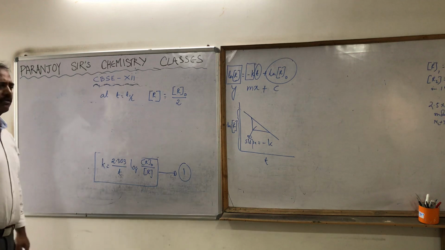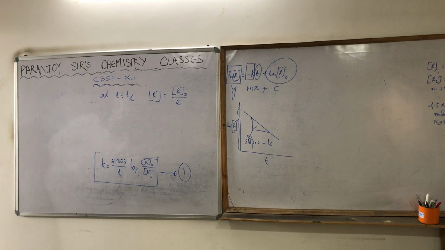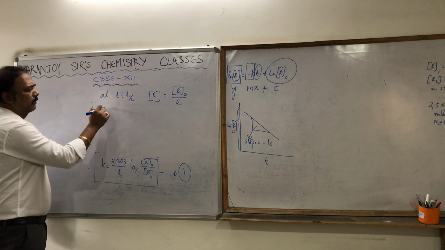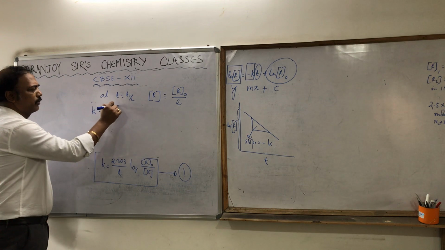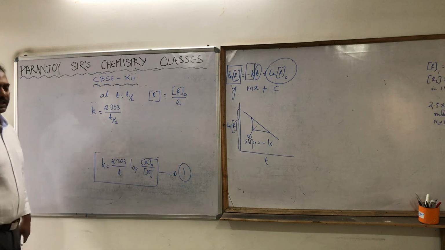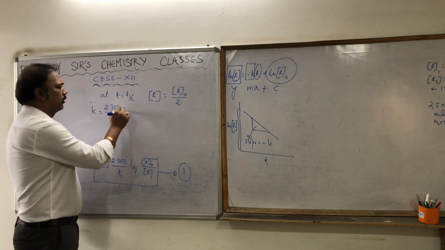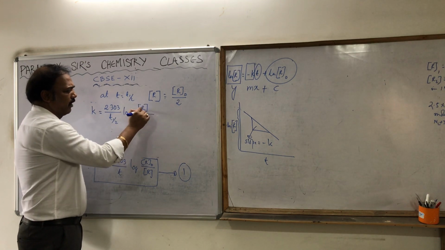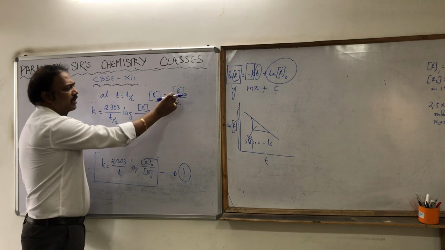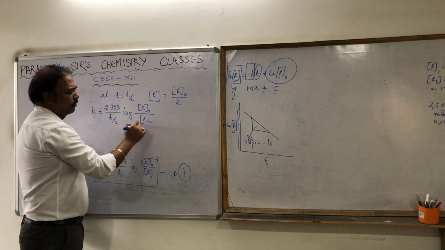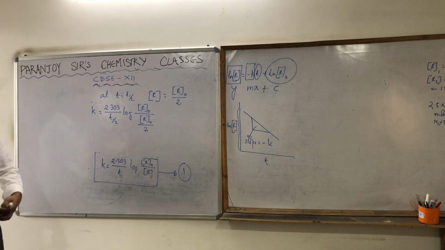Now we are going to find out the expression for t half. Putting this condition in equation number 1, what do we get? k equal to 2.303 divided by t, where t is nothing but t half, into log of the concentration R0 divided by the concentration R, which is nothing but R0 by 2. Yes, very simple simplification.